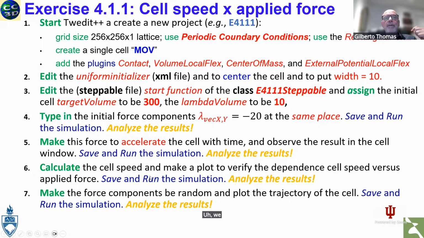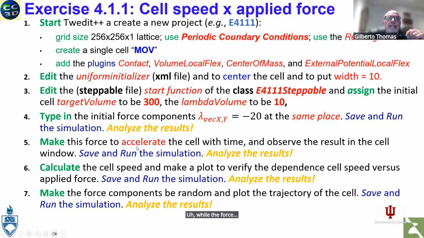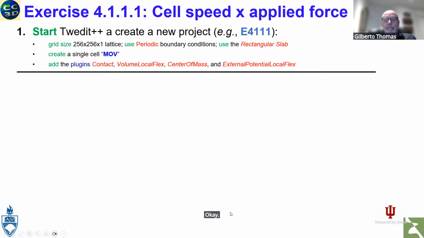We are going to calculate the cell speed and make a plot to see how it behaves while the force is accelerating the cell. And finally, we will change the behavior of the force from a constant value to a random value to see what happens. Okay, step by step.